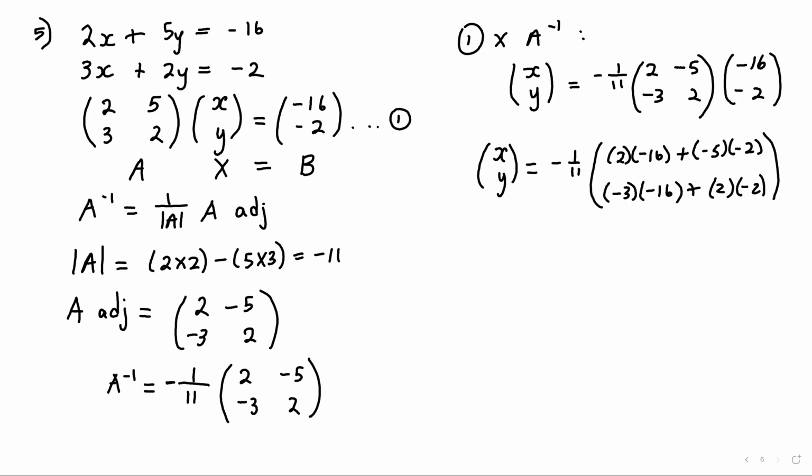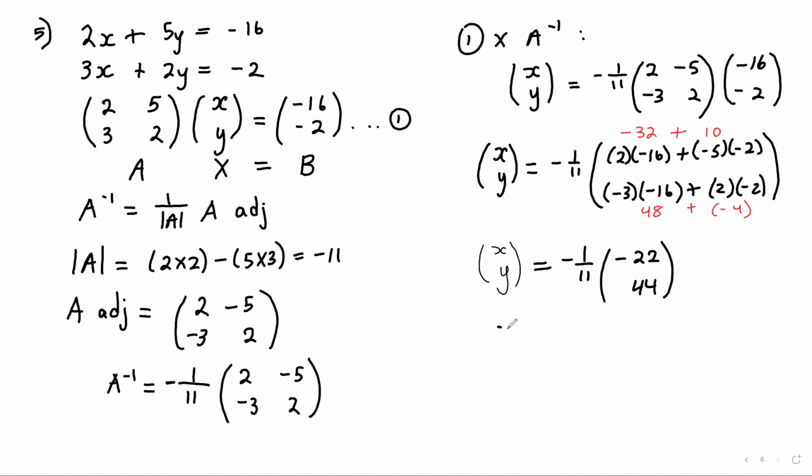Well, 2 by negative 16 is negative 32. And that would be plus negative 5 by negative 2 is positive 10. And then on the bottom, negative 3 by negative 16 is 48. Plus 2 by negative 2 is negative 4. So you're going to end up with x, y is equal to negative 1 over 11 by negative 32 plus 10 is negative 22, and 48 plus negative 4 is 48 take away 4, so that will be 44.